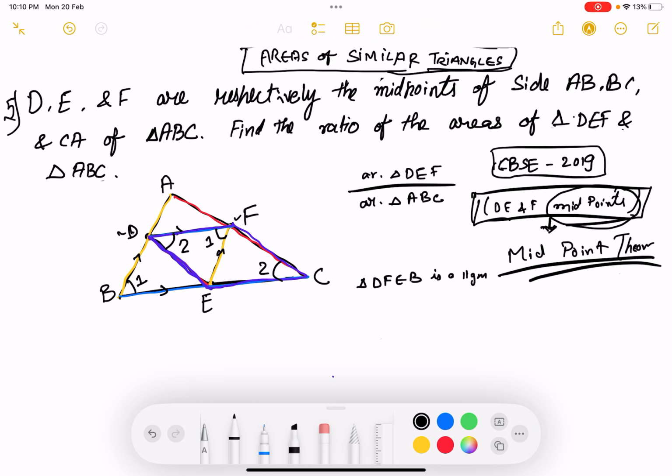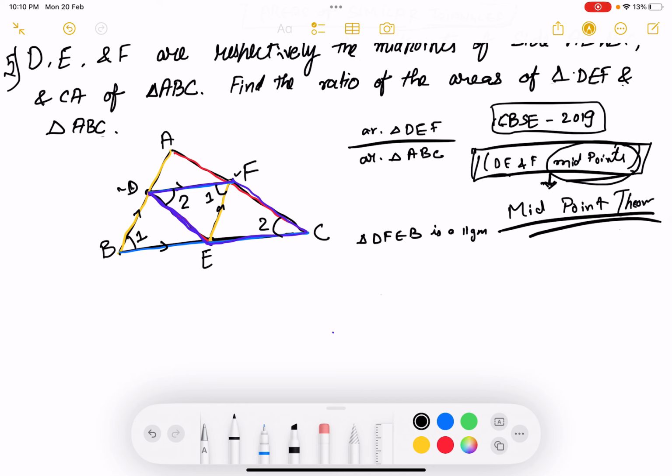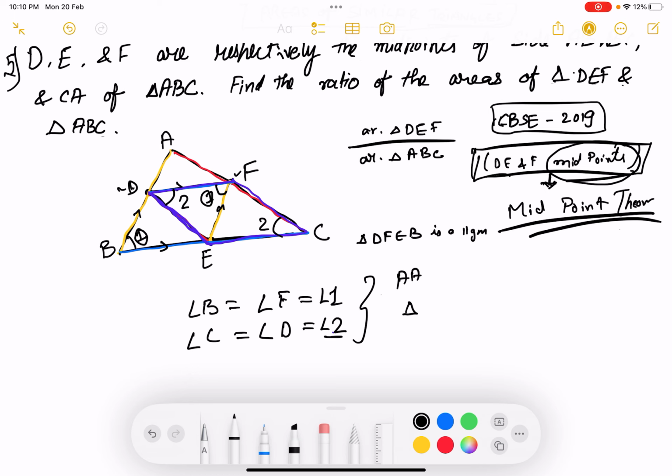Hence, by AA similarity, we can say what we got from here: angle B is equal to angle F, both equal to angle 1, and angle C is equal to angle D, which is equal to angle 2. We have named these angles as angle 2. So by AA similarity, which triangles will be similar? Triangle BAC is similar to triangle FED, with B corresponding to F and C corresponding to D. So these two triangles are similar.